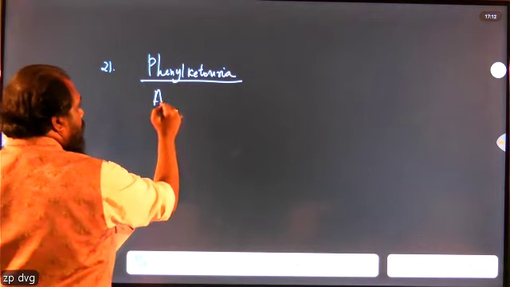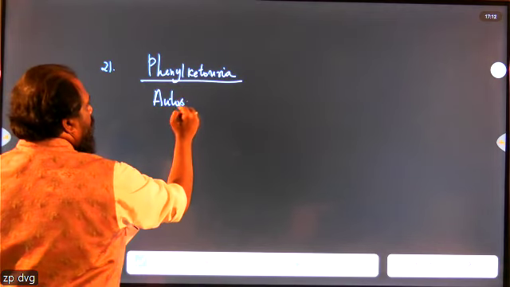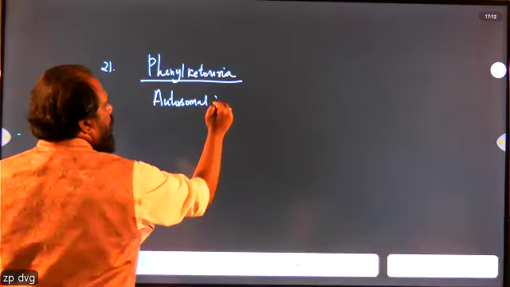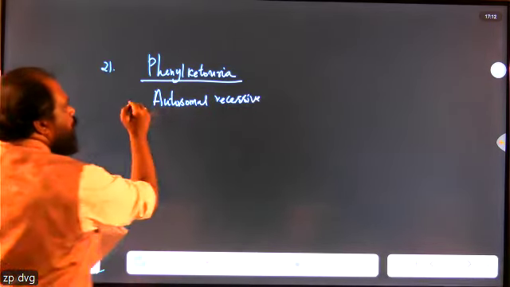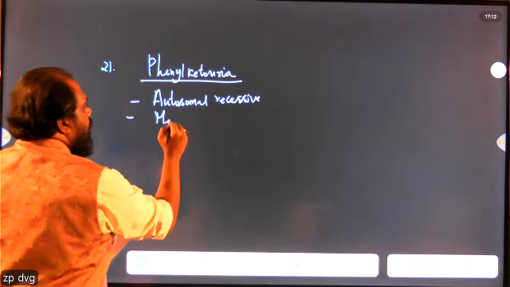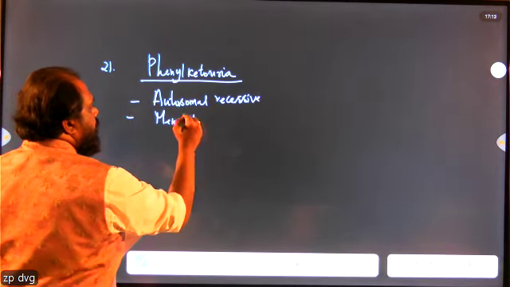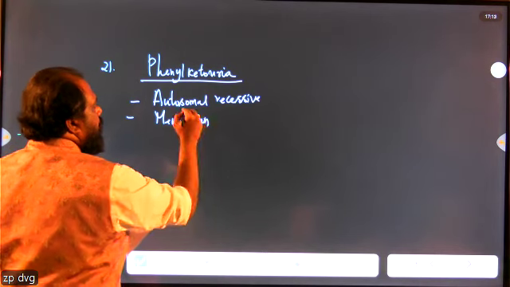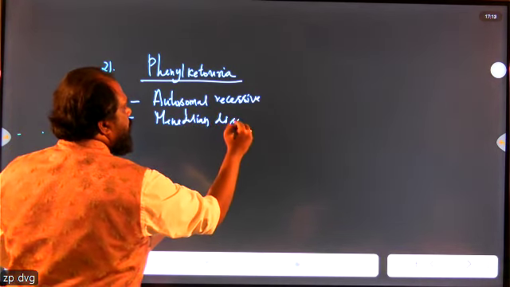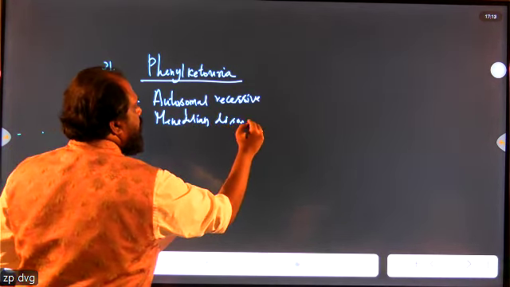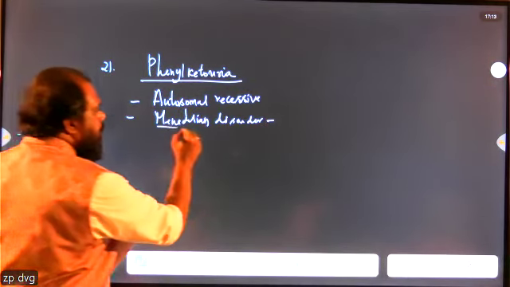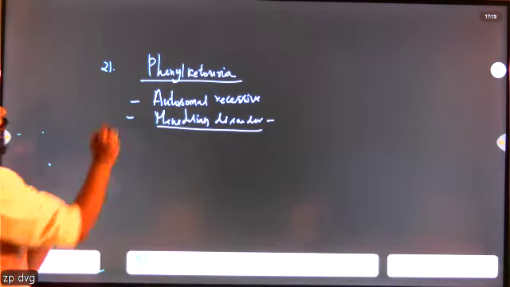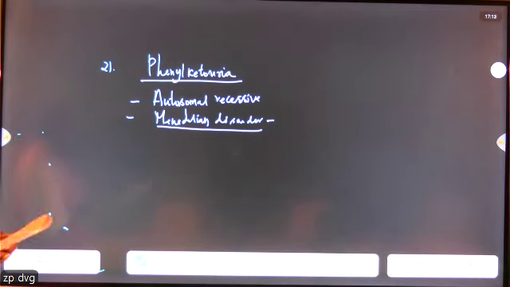This is also an autosomal recessive trait. And you should also understand it is a Mendelian disorder. What is a Mendelian disorder? That means chromosomes are not involved, only genes are involved. Understood now? So, in phenylketonuria, read the first option.